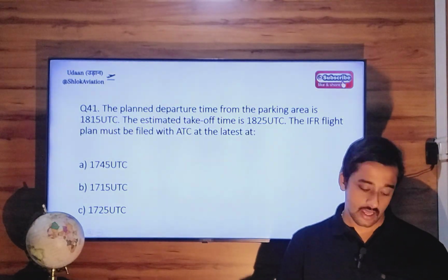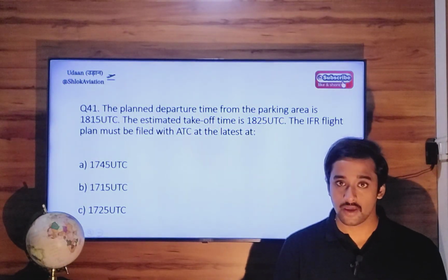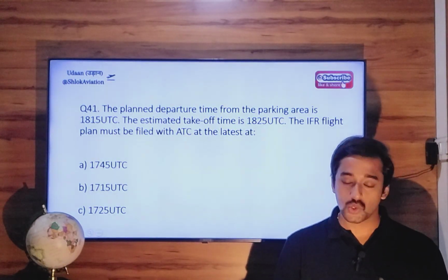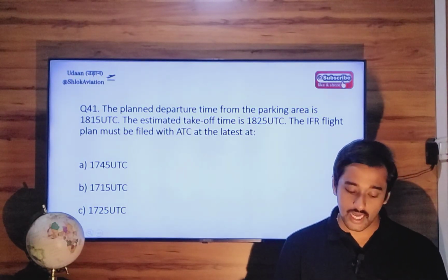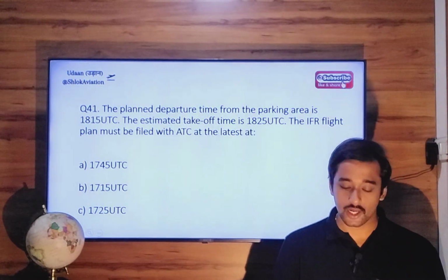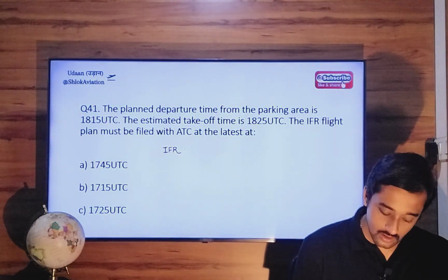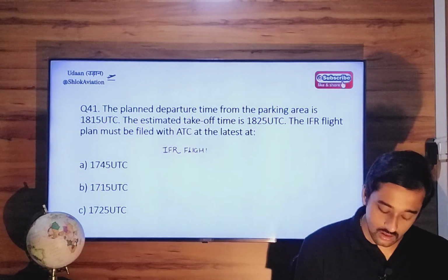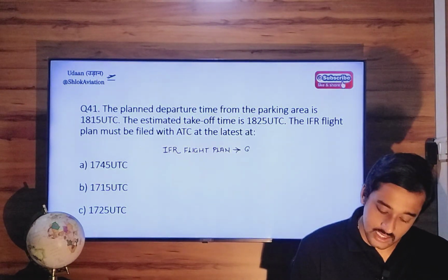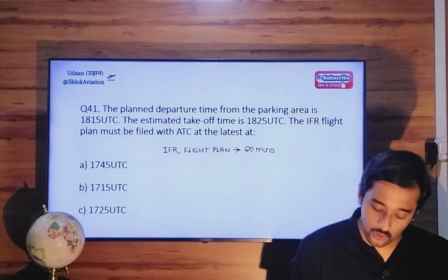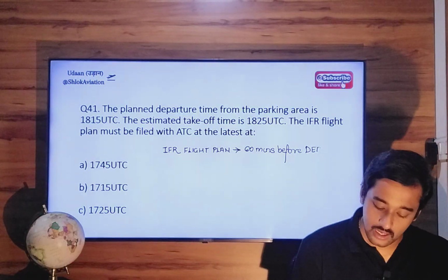Now question 41. The planned departure time from the parking area is 1815 UTC. The takeoff time is 1825 UTC. IFR flight plan must be filed with ATC at the latest at what time? So always your IFR flight plan must be filed at least 60 minutes before departure time.